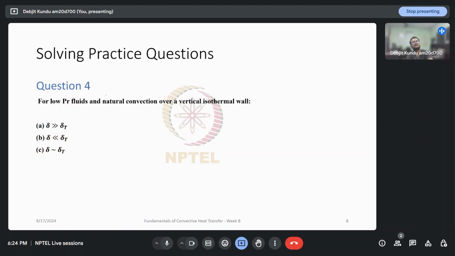Now take a look at the other case where the Prandtl number is low. In that case, what happens? And we stick to the same case of a natural convection over a vertical isothermal wall. So in this case, what happens? Is it option A, delta much, much greater than delta t? Or is it that delta is much, much less than delta t? Or is it option C, that delta and delta t are of the same order?